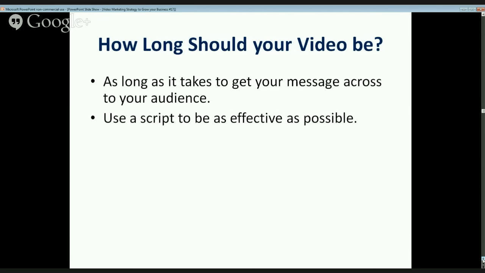Now, use a script to be as effective as possible. We don't want a lot of fluff. We don't want you going off topic, talking about other things. When you're doing a sales video, you need to be highly focused because you're going to take people through a journey which eventually you hope to get a sale from. But to follow that journey, you need to be very specific and very, very focused. You don't want people going off and losing their focus on what you're saying. You don't want to go off on tangents.